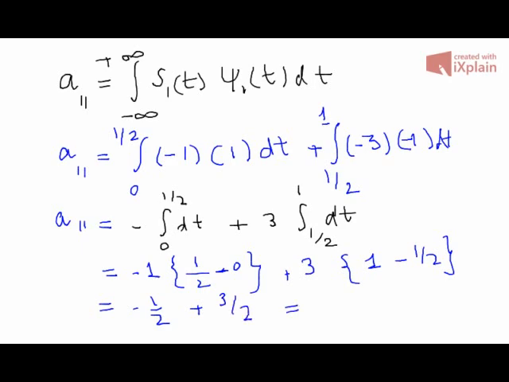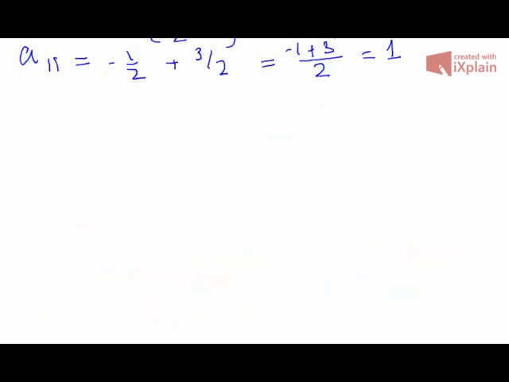So what is this? Just solve it: minus 1 plus 3, which is 2 over 2, and this is a11. We have a11 equal to 1, 2 over 2. Now let me see the next part. The next part is for a12. Now we have to find the image of this signal over psi 2. So let me find out that one.